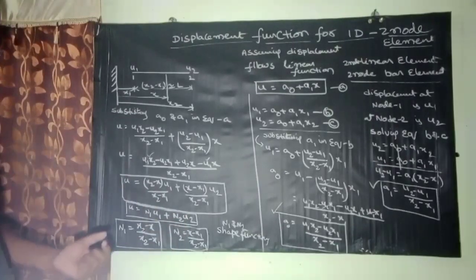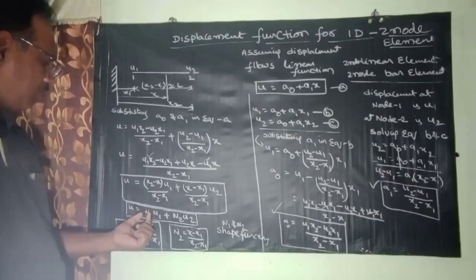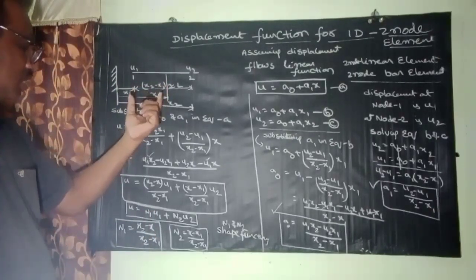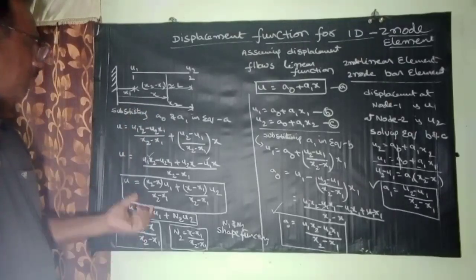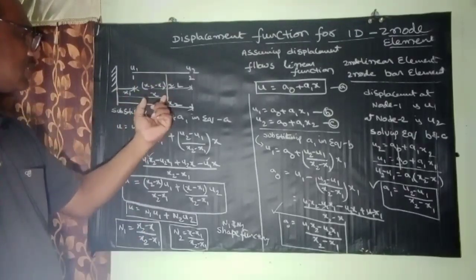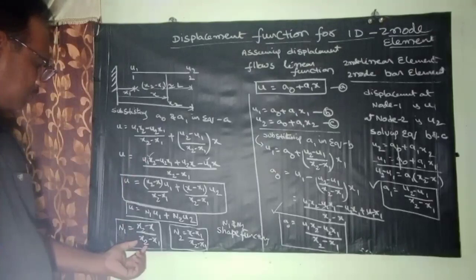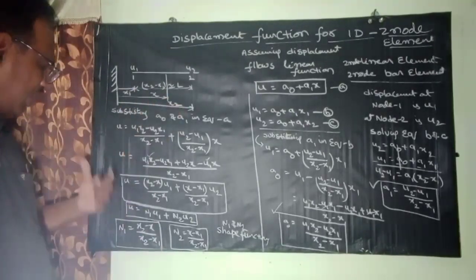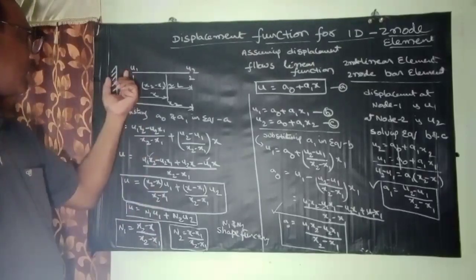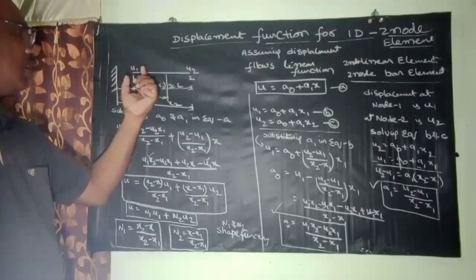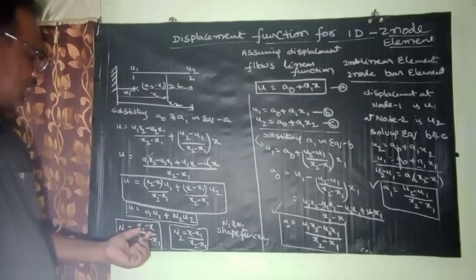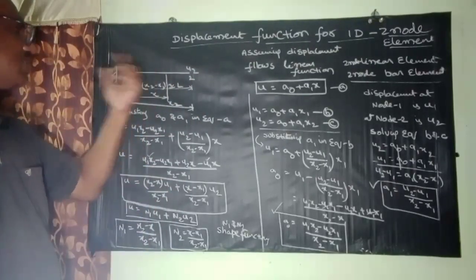What will these shape functions define? From the nodal displacements, we can predict the displacement at any location x, just by substituting the x1 and x2 values, which are available by default. If you know the nodal displacement u1 at node 1 and the displacement at node 2, you can predict the displacement at location x.